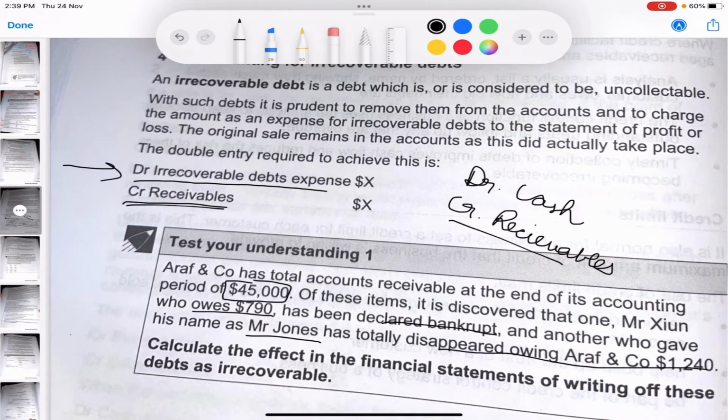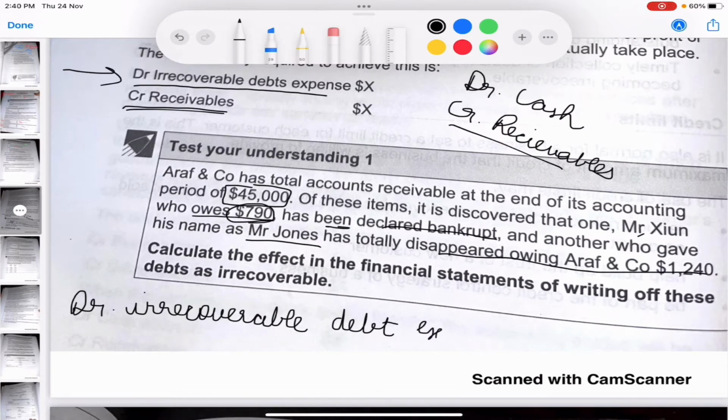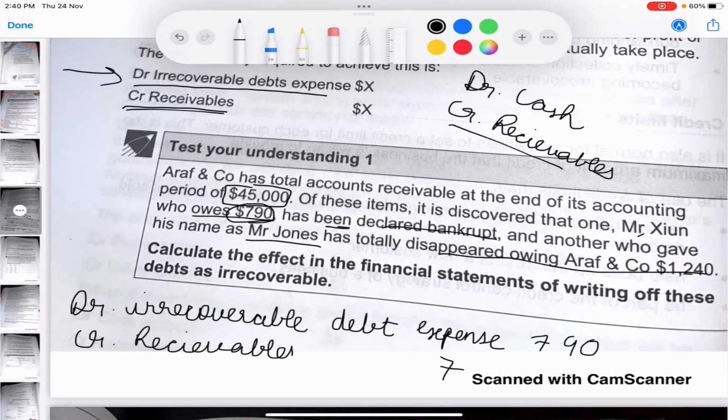How much receivables did we have? Initially, we had 45,000. So, someone who was owing us 790 is bankrupt. What will be the journal entry of the same? Debit irrecoverable debt expense and credit receivables. By how much? 790. Right? So this would be the journal entry. You understood how we did that?